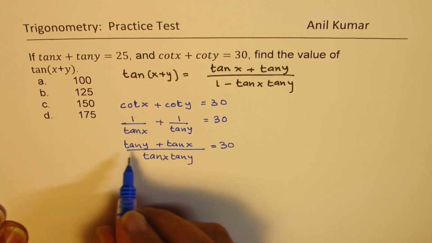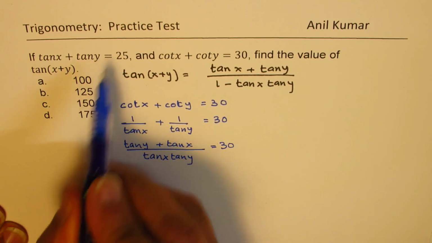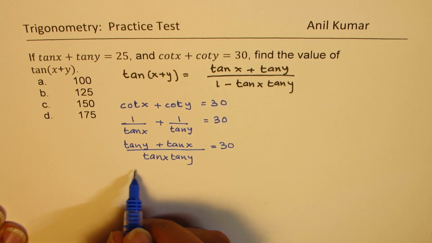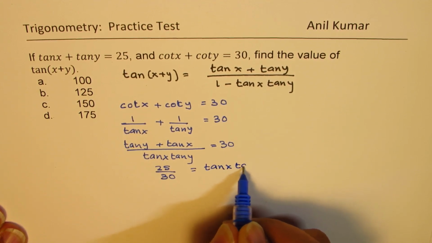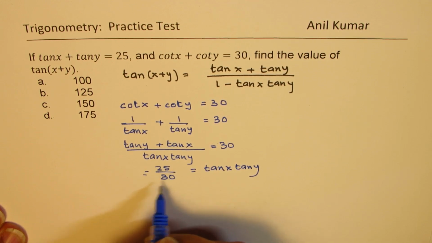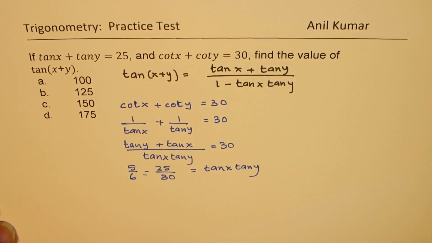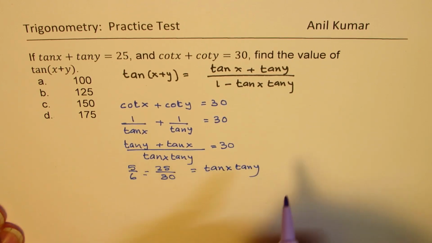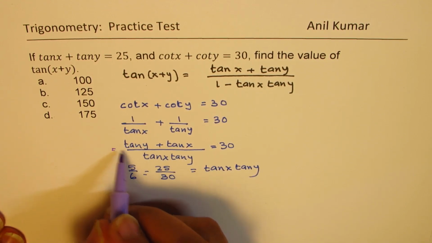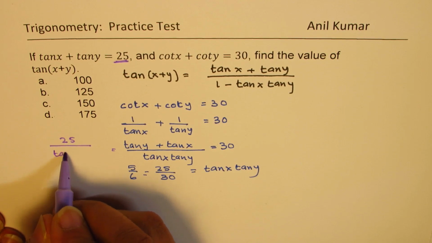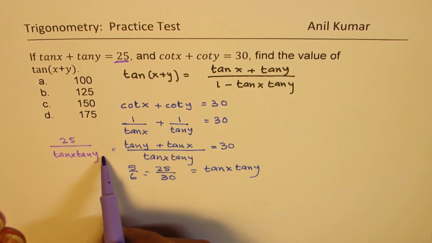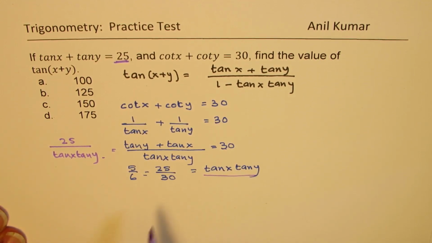Now from here we can cross multiply, and we know what tan x plus tan y is, which is 25. So let's do it in two steps. Let me write this as 25 over 30 equals tan x tan y, which is basically dividing by 5, we get 5 over 6. So I hope this step is clear to you. What we did was that we cross multiplied and replaced the numerator, which is tan x plus tan y, with 25. So we got here 25 over tan x tan y, and then we cross multiply to get this step. Clear? So we get the value of tan x tan y equals 5 over 6.